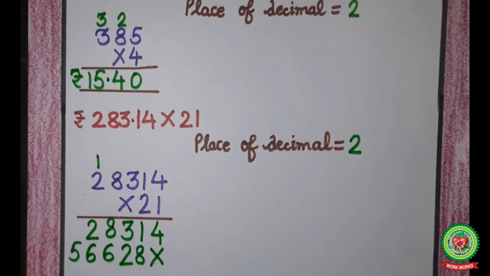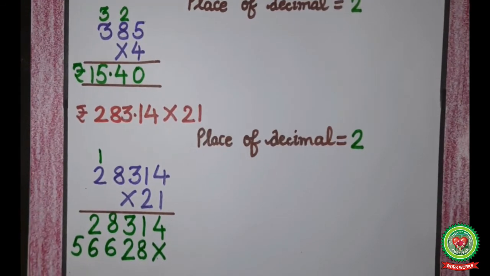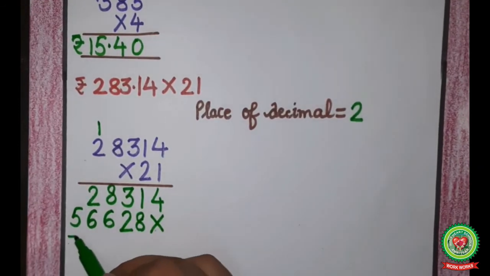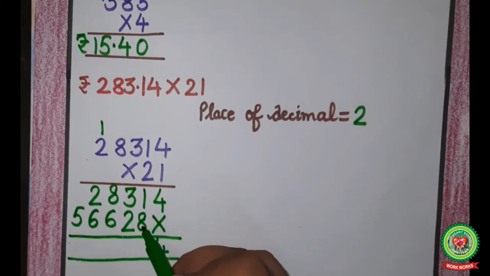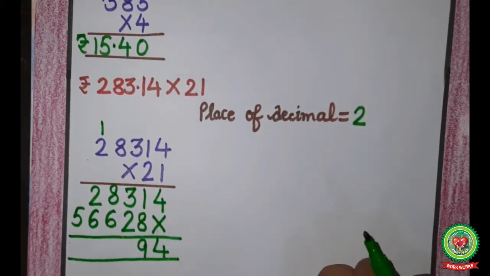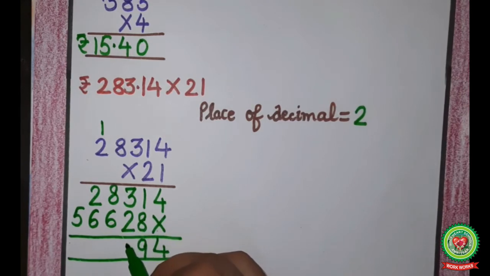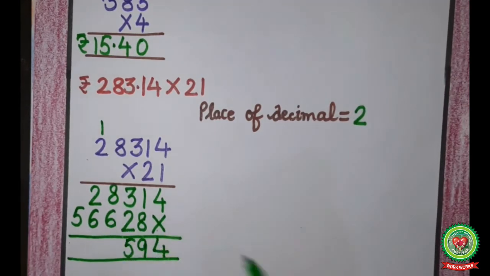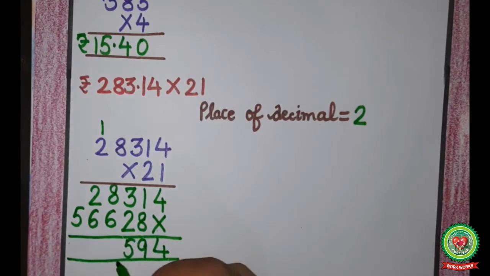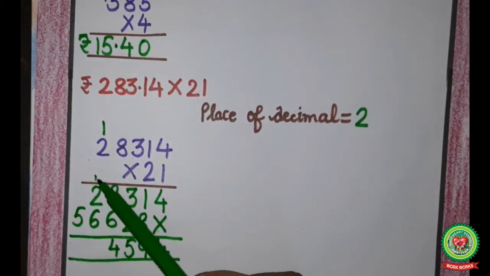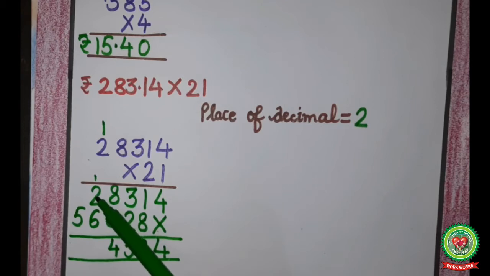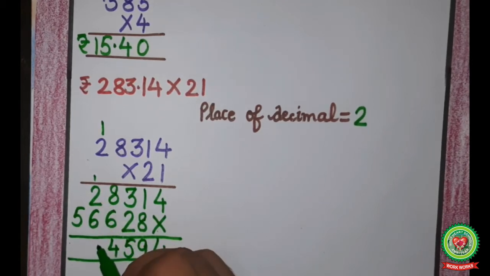Next step is do addition. Now we will add the numbers. Now here 4, 1 plus 8 is 9, 3 plus 2 is 5, 8 plus 6 is 14, 4 here and 1 carry over. 1 plus 2 is 3, 3 plus 6 is 9 and 5 as it is.